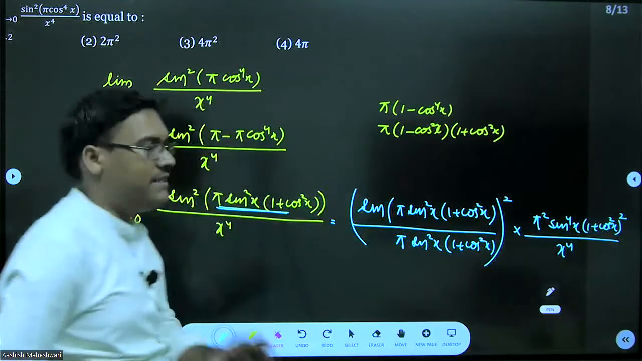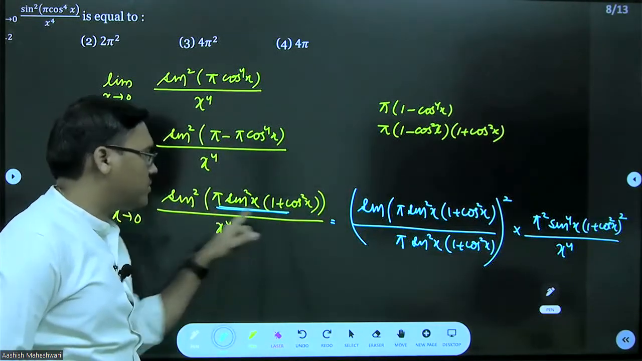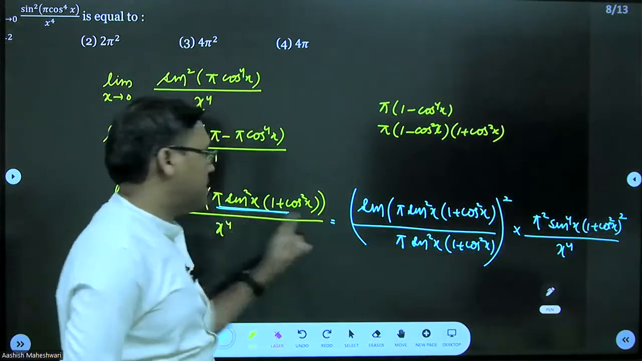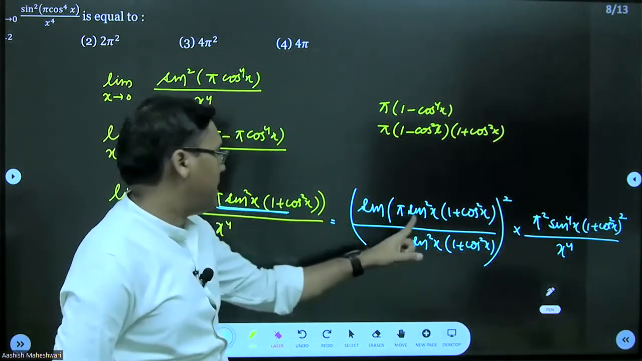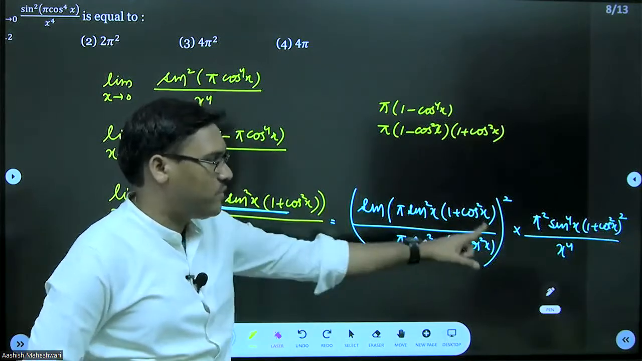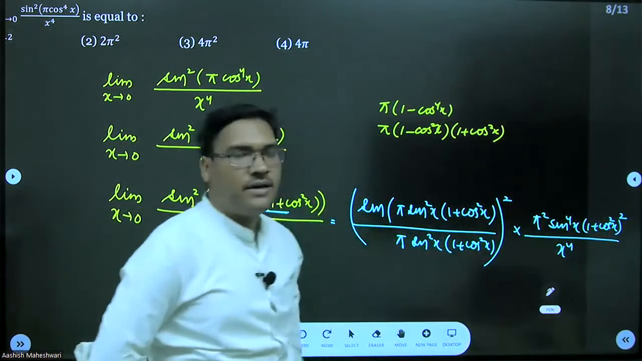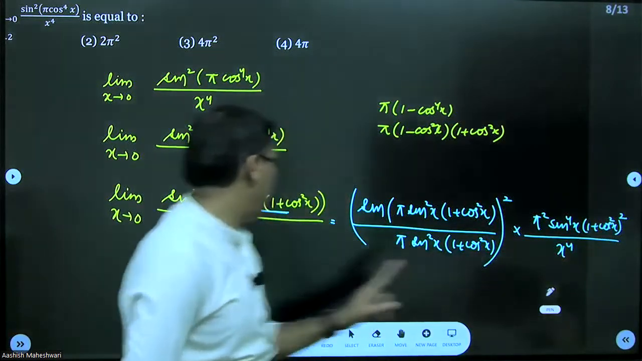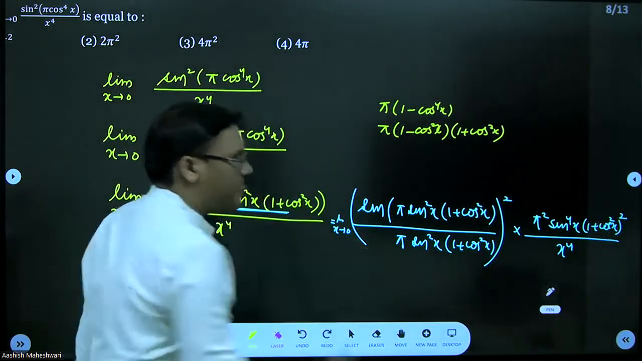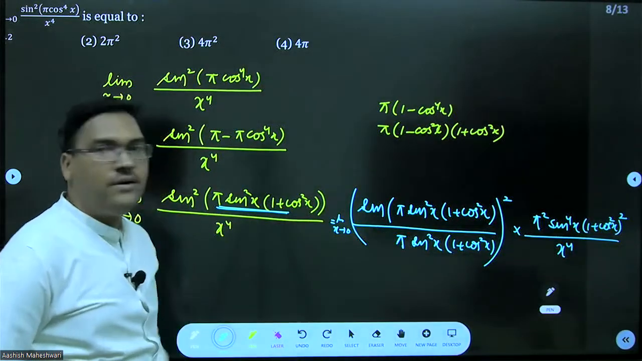Now check this step. I just explained this. What I have done is, this value is approaching 0. So I have just multiplied and divided by the same expression. You can see this is pi sin square x into 1 plus cos square x. We multiplied and divided by it, it was inside a square. Here you can see its square has come here. So this will cancel and you will have x raised to 4. And this is limit x approaches 0. I hope this point is clear. We just multiplied and divided by this number.